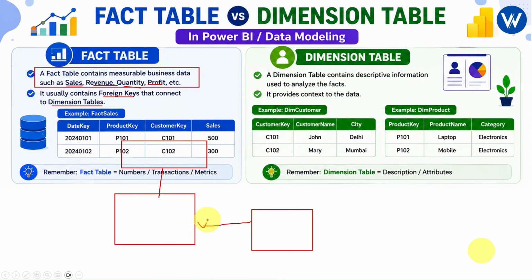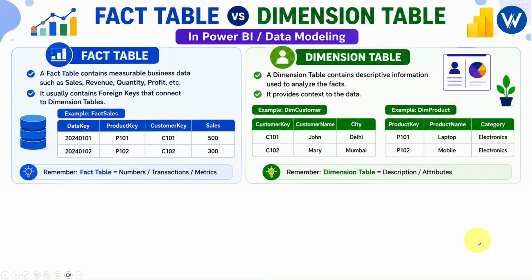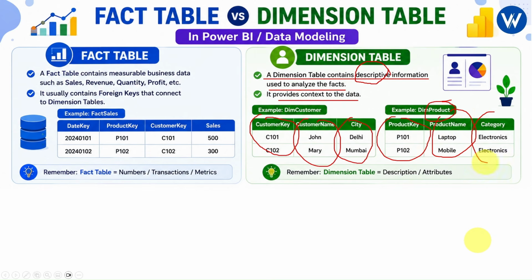As we have already seen, the fact table is connected with multiple dimension tables. Okay, in this way it is connected. So this is known as a fact table. These are dimension tables. Now let's see the dimension table. A dimension table contains descriptive information used to analyze the facts. It provides context to the data. So basically it contains descriptive information. As we have already seen, the customer table contains customer ID, customer name and the city. In the same way, you can see the product table contains product key, product name and the category.